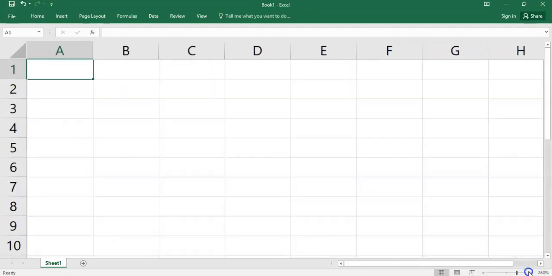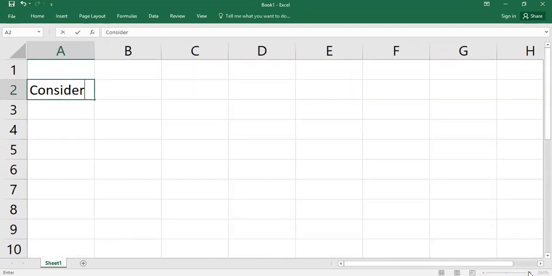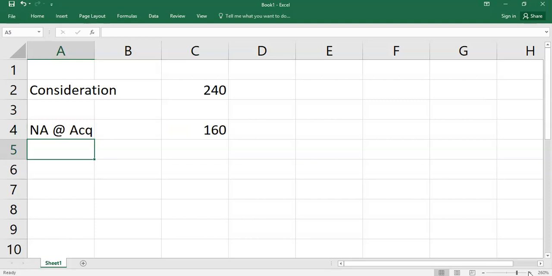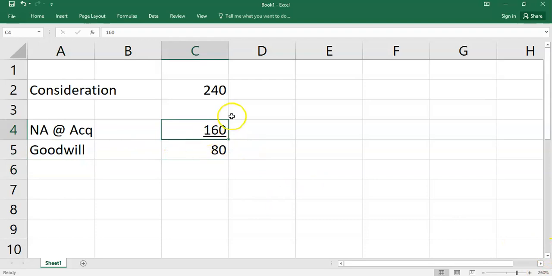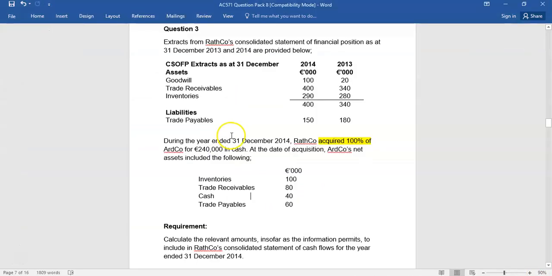So what you're saying here is consideration is 240, net assets at acquisition were 160. So your goodwill is 80. So again, you're not told this, you have to know to do this, because what we're trying to figure out, if you look in the question in Ratco, is how did Ratco's goodwill go from 20 to 100? Because we have to be able to explain that.